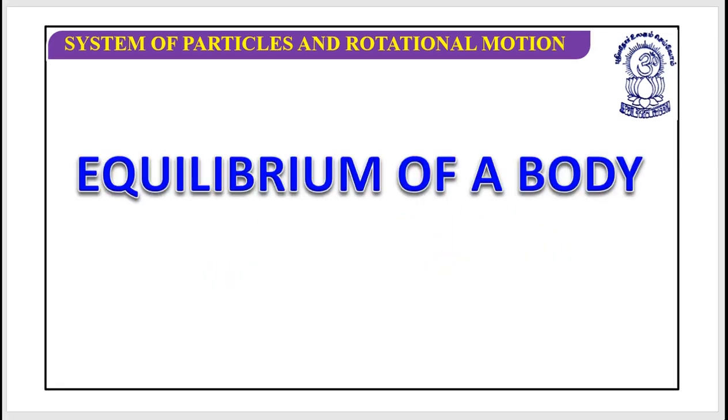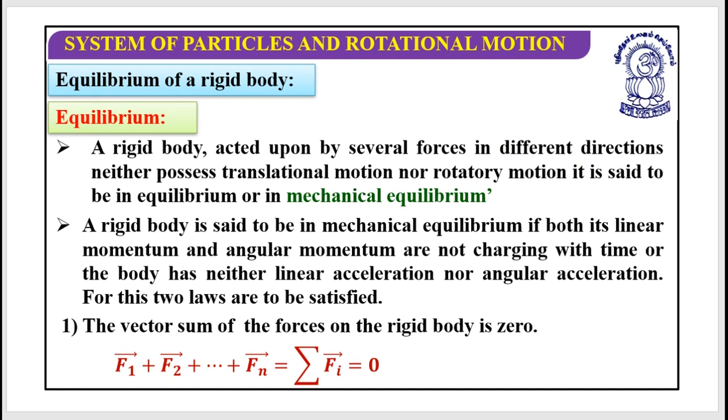Let's discuss the equilibrium of a body: what equilibrium is and how it relates to the system of particles and rotational motion. So let's begin. First, what is equilibrium? We can say that a rigid body acted upon by several forces in different directions, which neither possesses translational motion nor rotatory motion, is said to be in equilibrium, or I should say, in mechanical equilibrium.